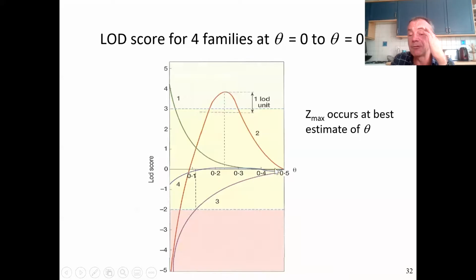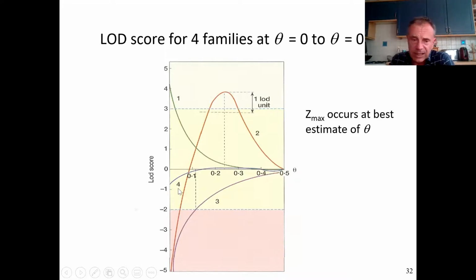and then it will go back down, and every log score is always 0 at 0.5 because that's the ratio of the null hypothesis to the null hypothesis. The ratio is 1, and then the logarithm of 1 is 0. So every log score curve like this will always go to 0 at 0.5.